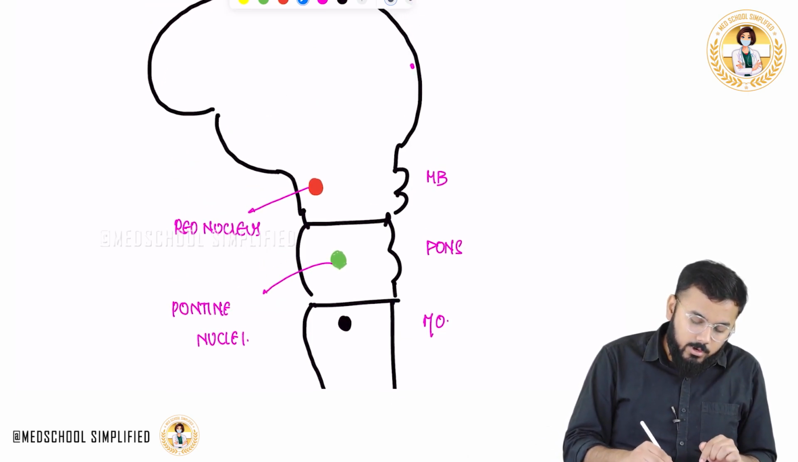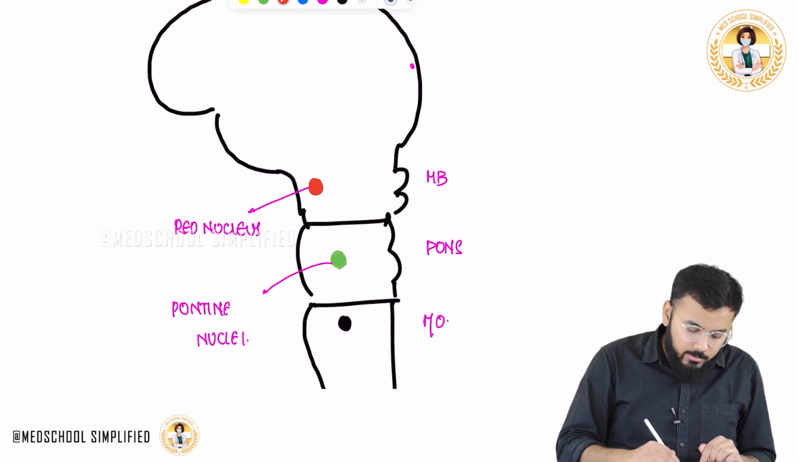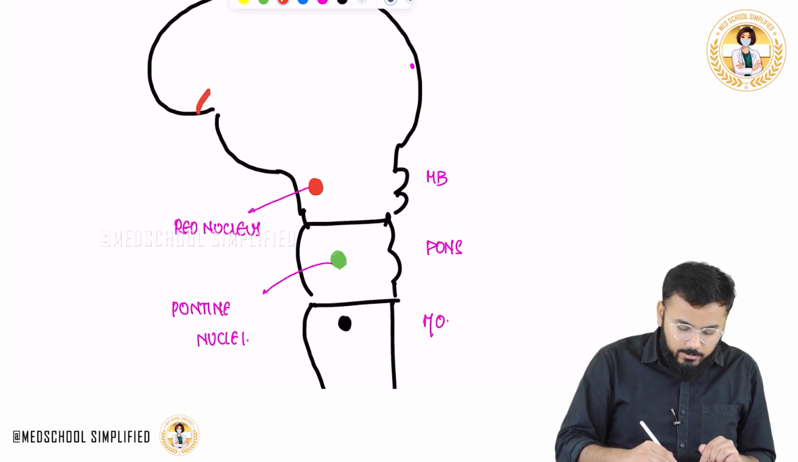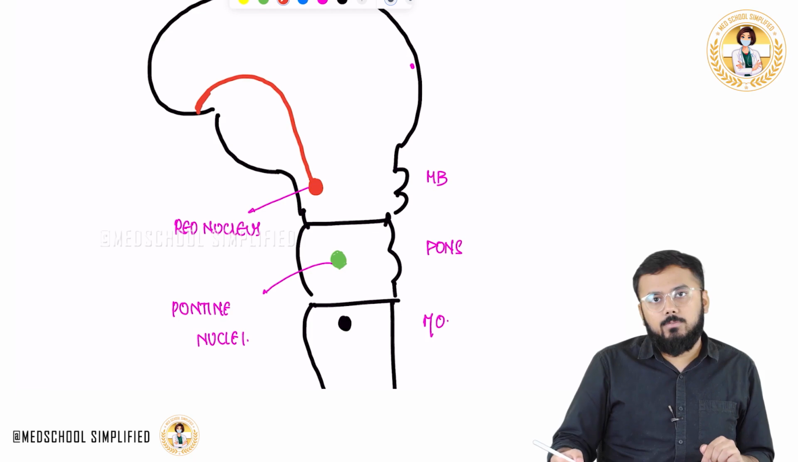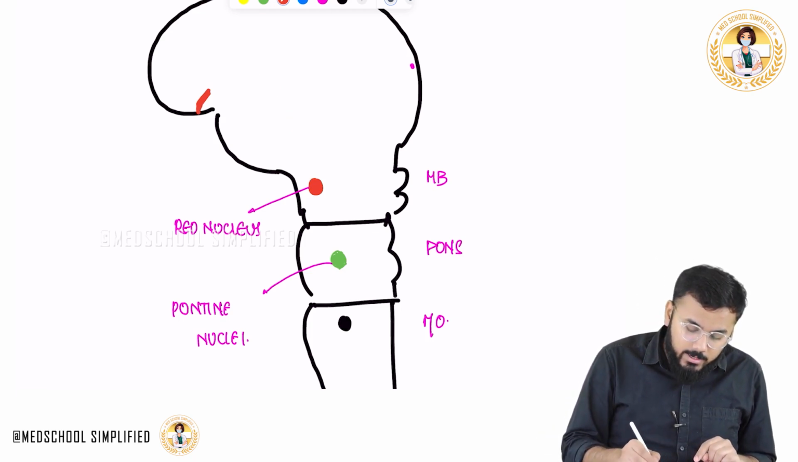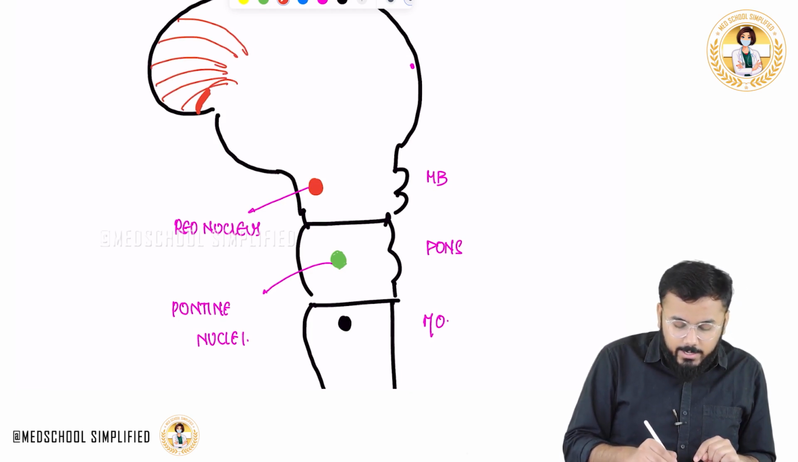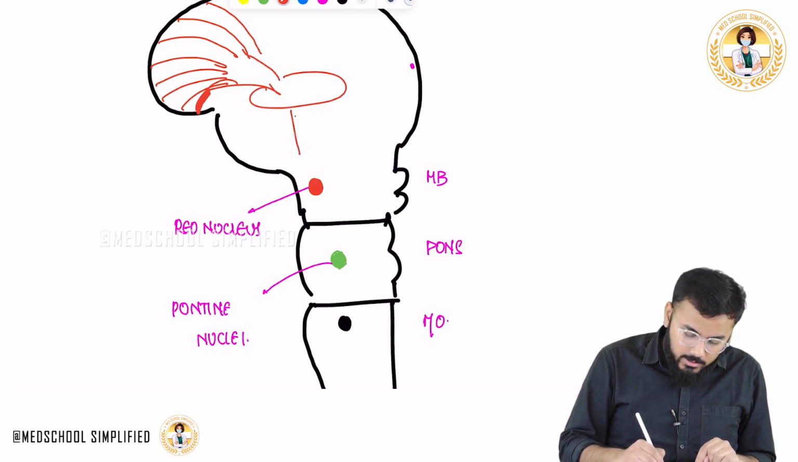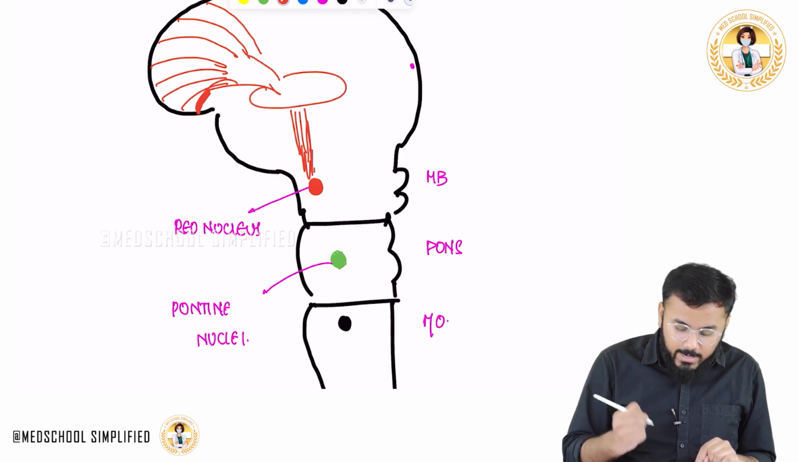Now the first important fiber, obviously, starts from the cortex. I am drawing only one. This comes all the way down and enters the red nucleus. Now actually, how is this fiber entering? As I told you, in the form of a corona radiata, all these fibers merge together, and here there is the internal capsule. From the internal capsule, a bundle of fibers goes and ends in the red nucleus.